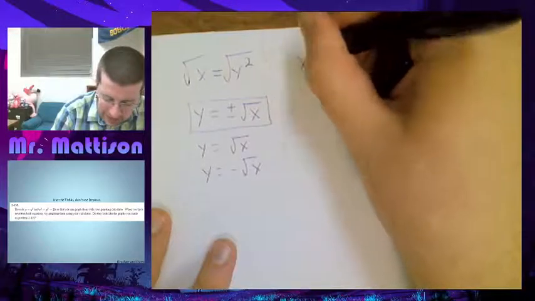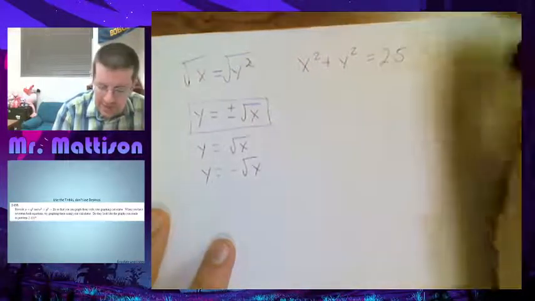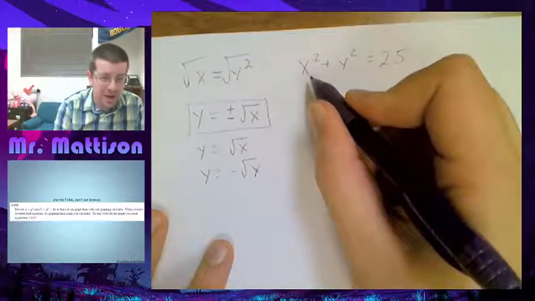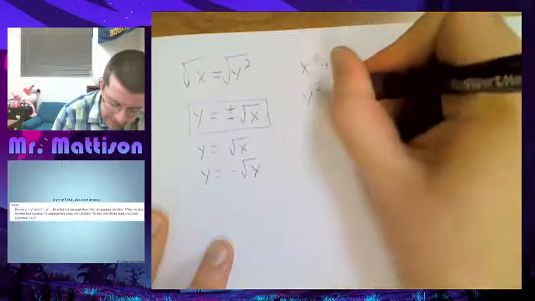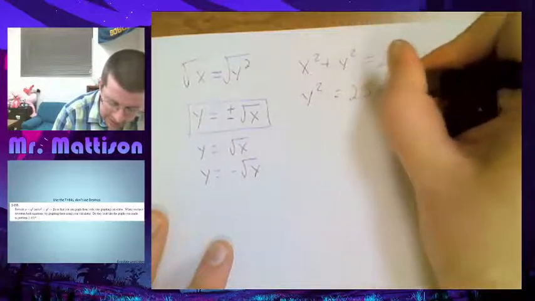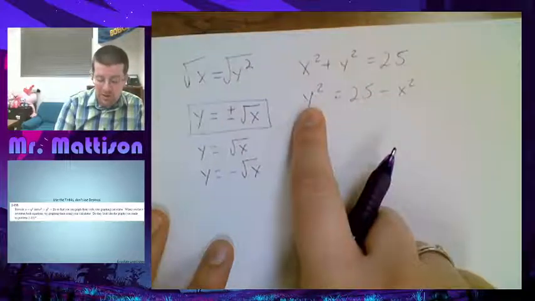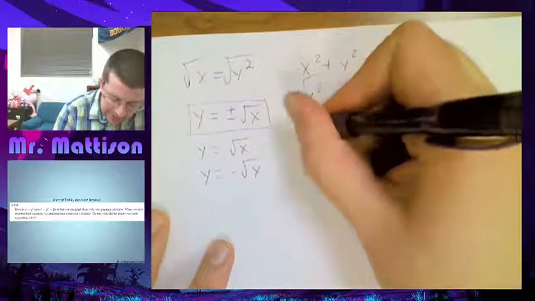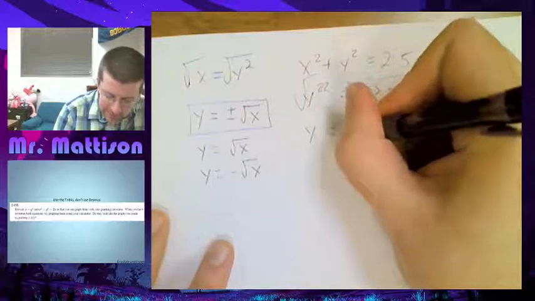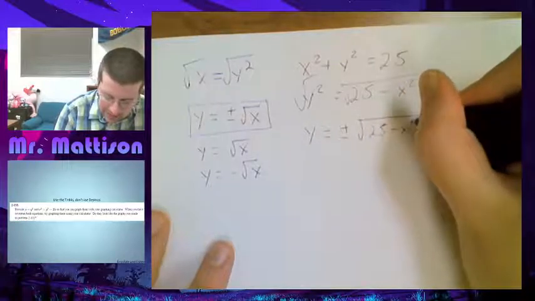If we have x squared plus y squared equals 25, I'm trying to get that y by itself, so I want to subtract off that x squared. Y squared equals 25 minus x squared. So then once again, I want to square root both sides. So then I'll get y by itself equals plus or minus the square root of 25 minus x squared.